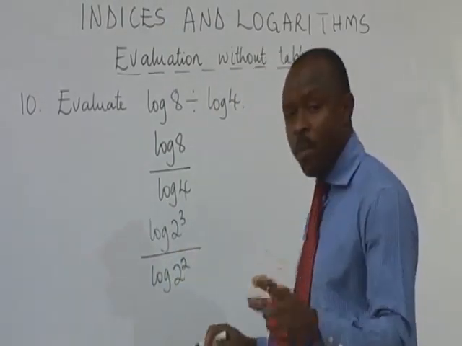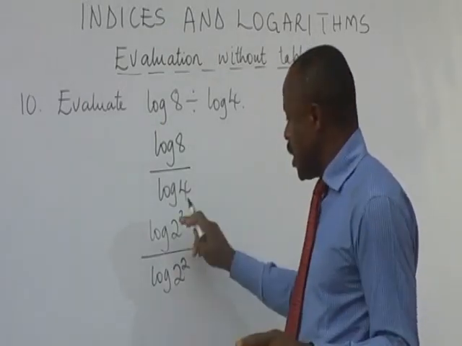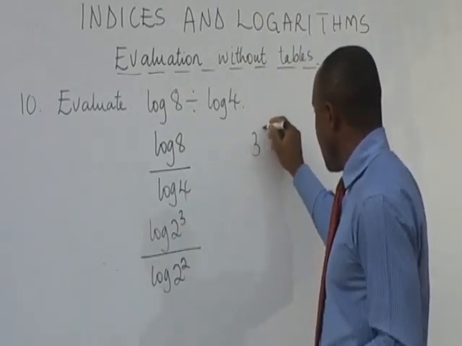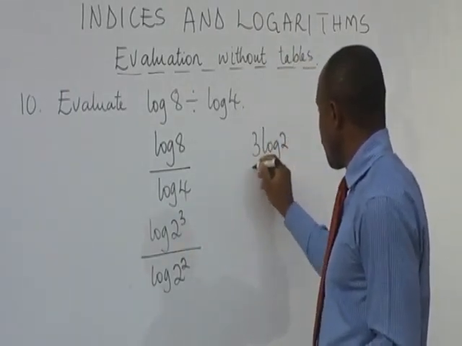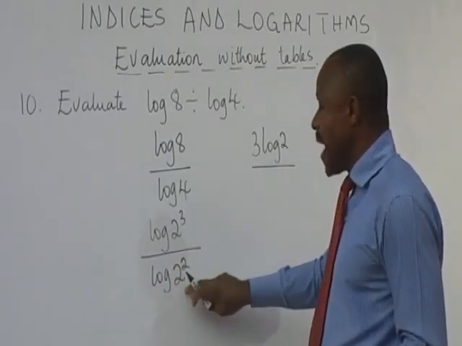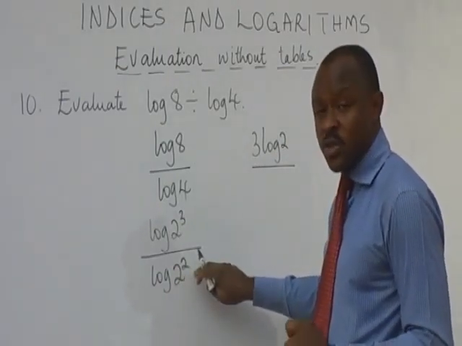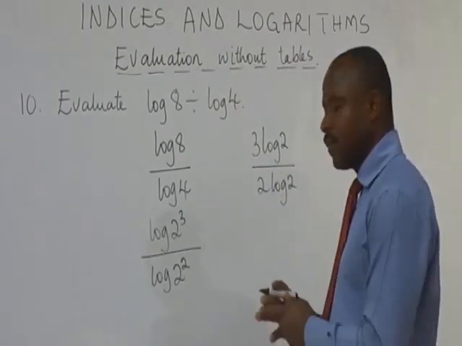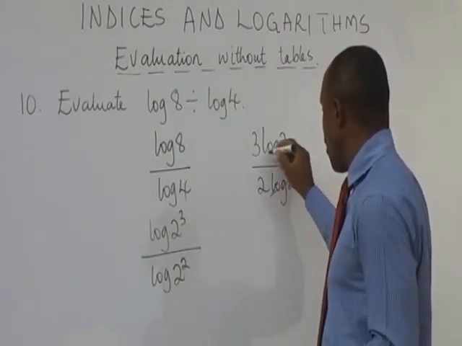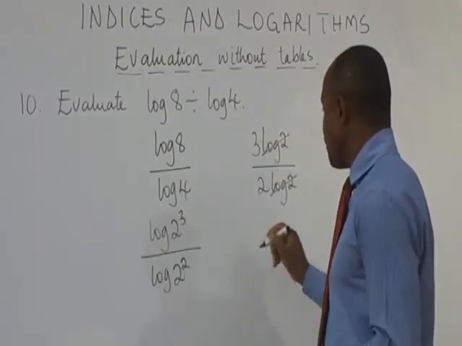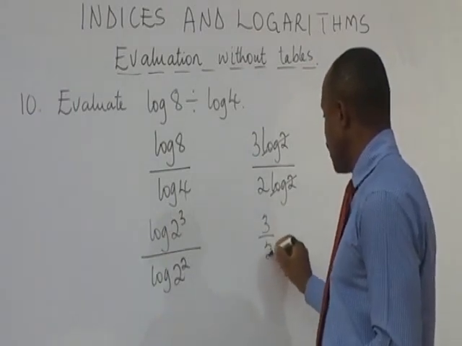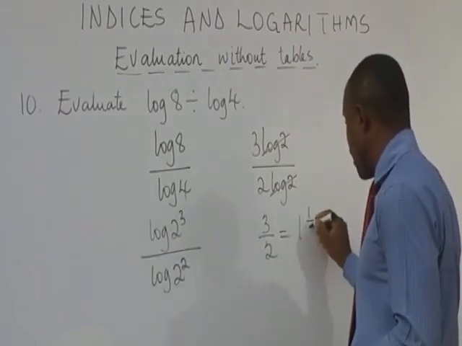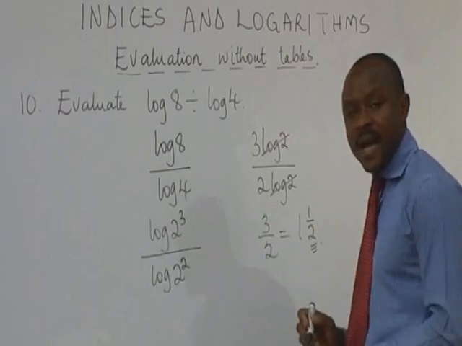Obeying the third law of logarithms, log of 2 exponent 3 is the same thing as 3 log 2, divided by log of 2 exponent 2, which is 2 log 2. At this juncture, you can do away with log 2 and you are left with 3 all over 2. And 3 all over 2 in mixed fraction form is 1 whole number 1 all over 2. And that is the answer to that question.